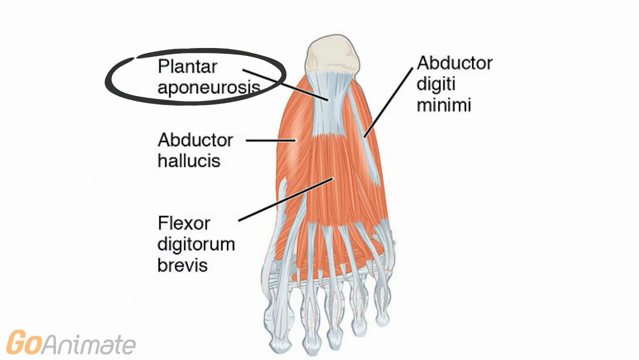The bottom or plantar area of the foot contains the plantar aponeurosis, which is a site of plantar fasciitis. We can also see the abductor hallucis, which inserts on the big toe, and the abductor digiti minimi, which inserts on the little toe, as well as the flexor digitorum brevis.